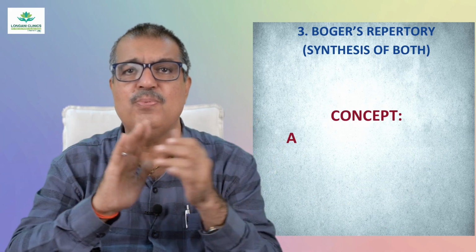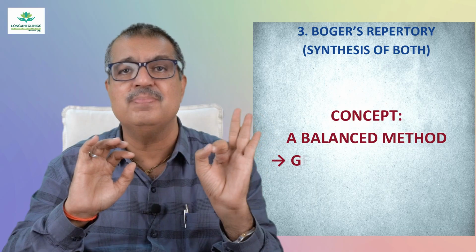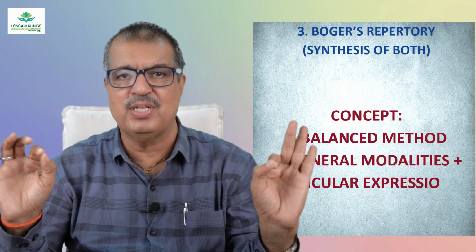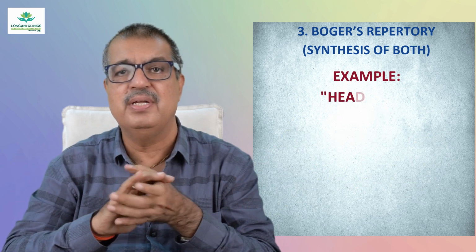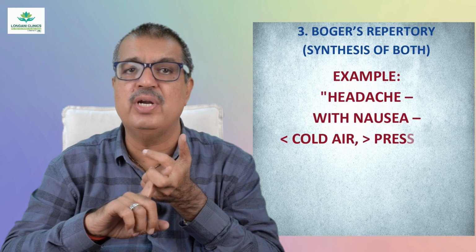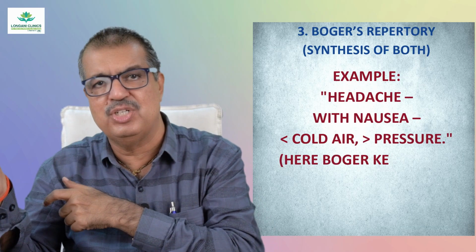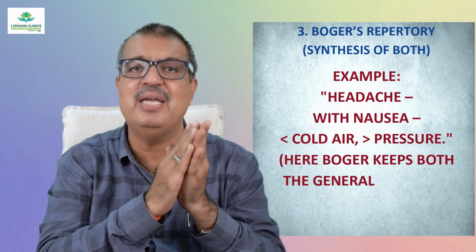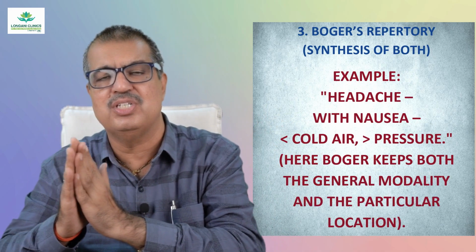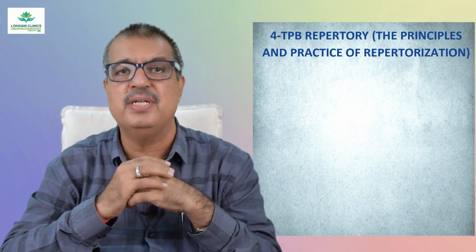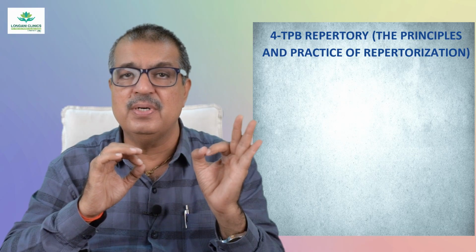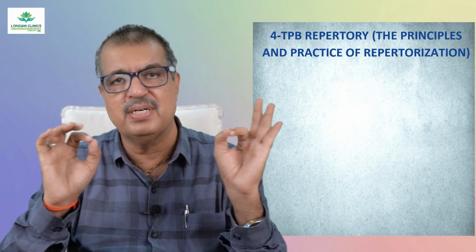Now what is the concept for Boger? A balanced method. General modalities plus particular expressions. We'll see one example. Headache with nausea, worse cold air and better by pressure. Here Boger keeps both the general modality and the particular location. Now we'll see the fourth one. It is the Therapeutic Pocket Book repertory, the principles and practice of repertorization.